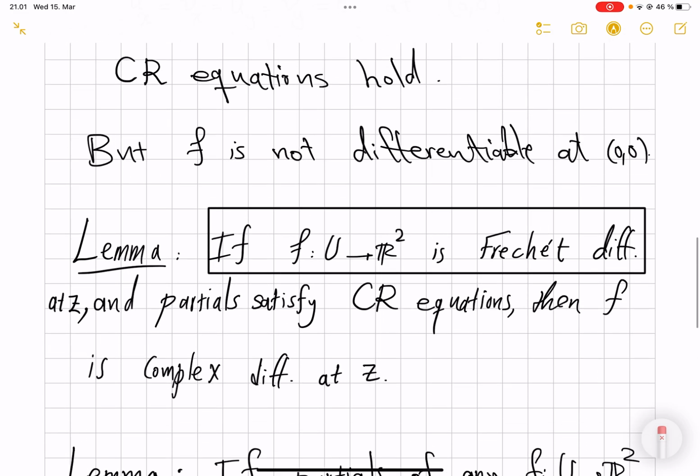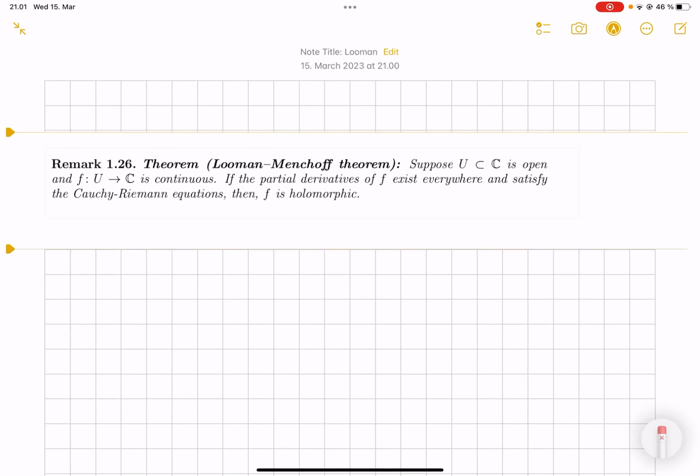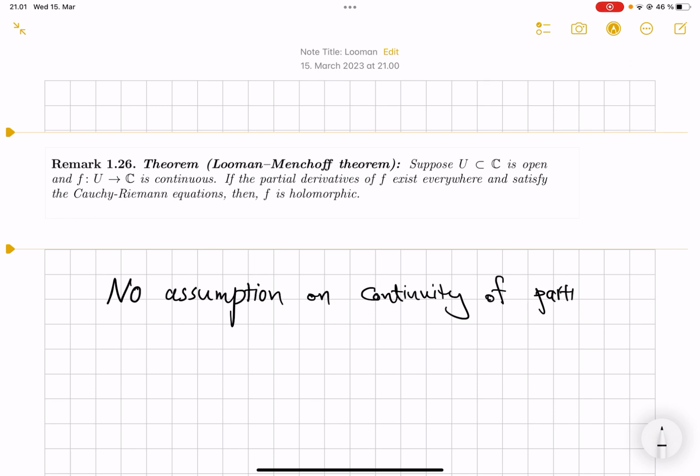So what is then this Looman-Menchoff theorem? It says that if partials exist and satisfy Cauchy-Riemann, then f is holomorphic. So what is the subtle point? No assumption on continuity of partials. It just says that they exist and satisfy the Cauchy-Riemann equations.